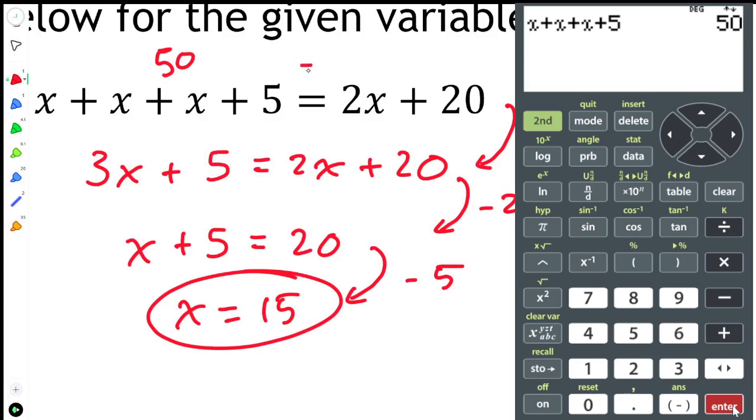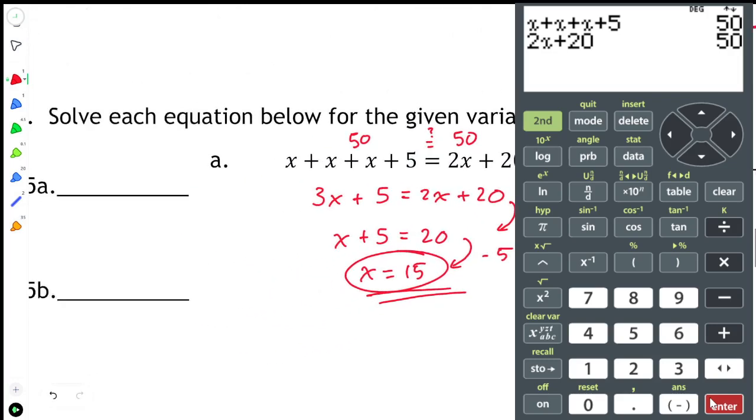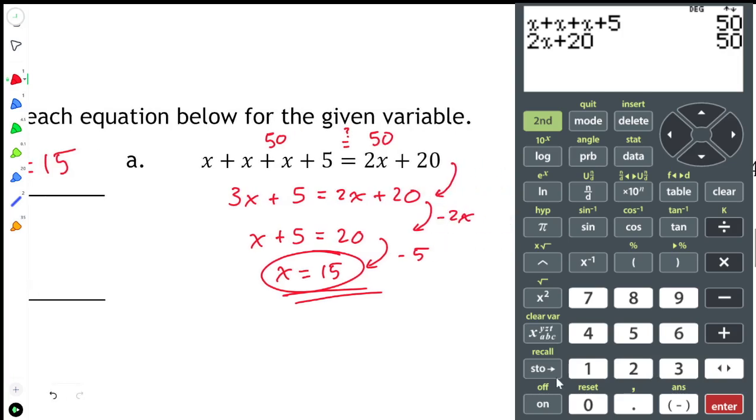And then I have to see, hey, is that the same as the right-hand side? Well, the right-hand side is 2x, 2 times x, plus 20 more. And when I type that in, it says 50 also. So the reason why this is definitely the solution is because it makes both the left-hand side and the right-hand side equal to 50. So our answer here is that x is the number 15 because it makes both sides equal. It makes both sides 50.